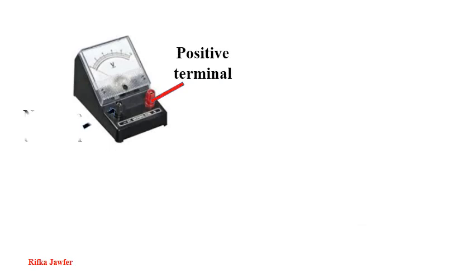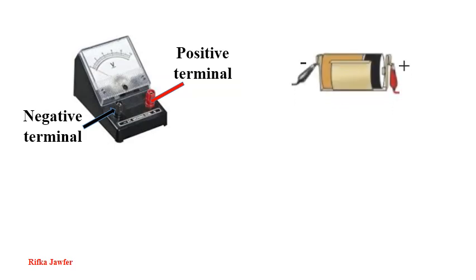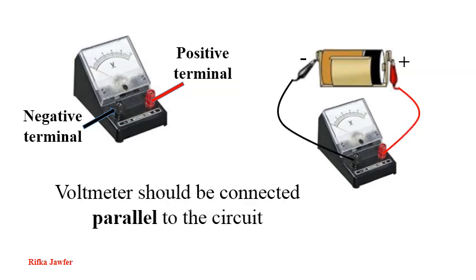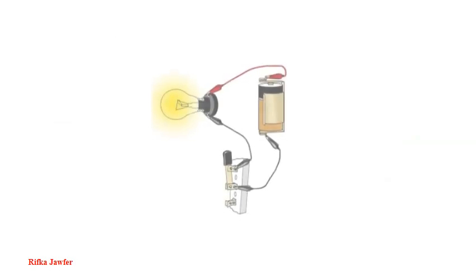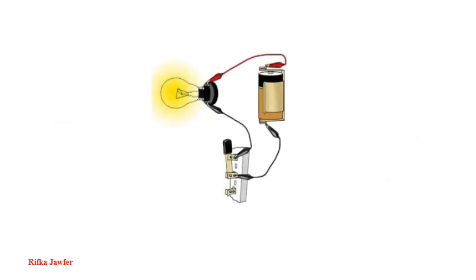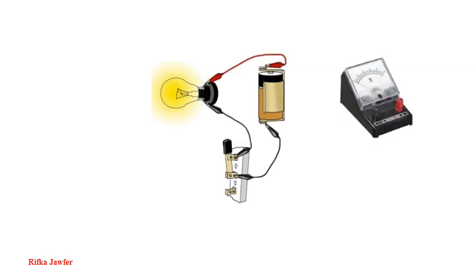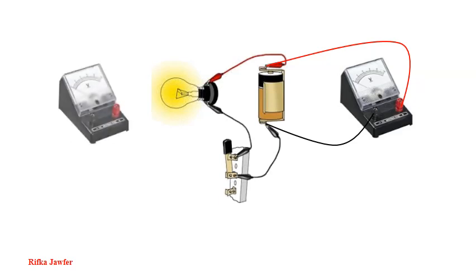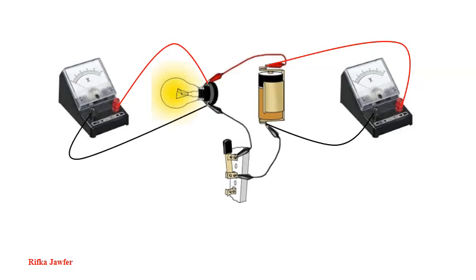There are positive and negative terminals in voltmeter which are also usually denoted by red and black colors respectively. Voltmeter is connected parallelly to the circuit to measure the potential difference between 2 points. Parallel connection means only across the particular device the voltmeter should be connected. That means in order to measure the potential difference across the dry cell, a voltmeter should be connected parallel to it with the terminals connected properly. And to measure the potential difference across the bulb, a voltmeter should be connected parallel to it.